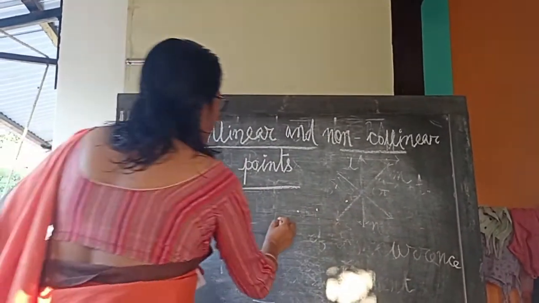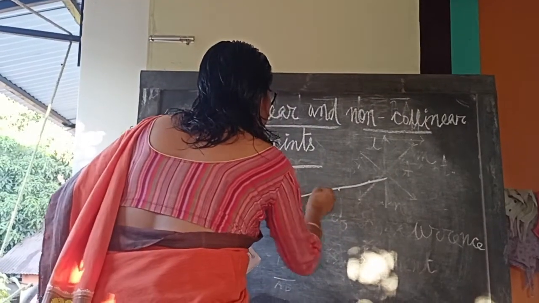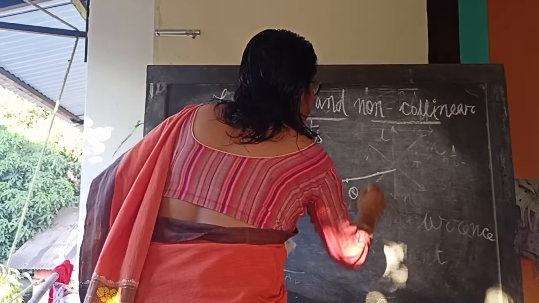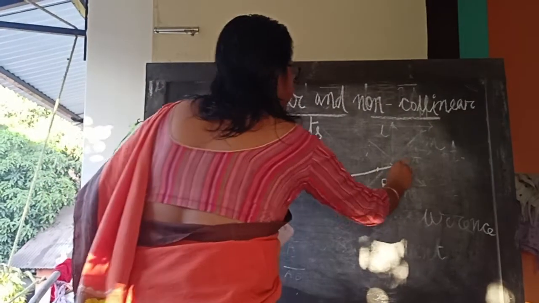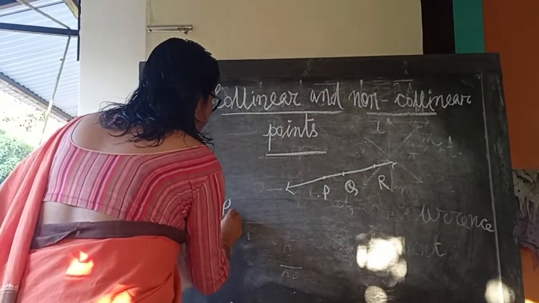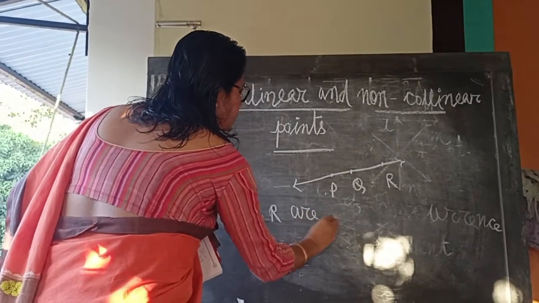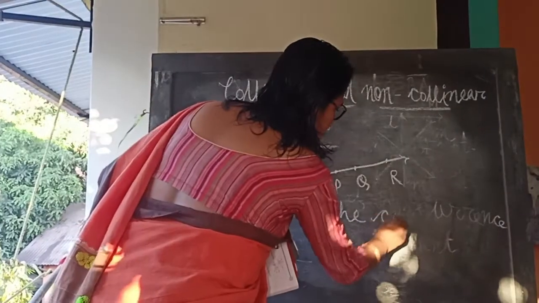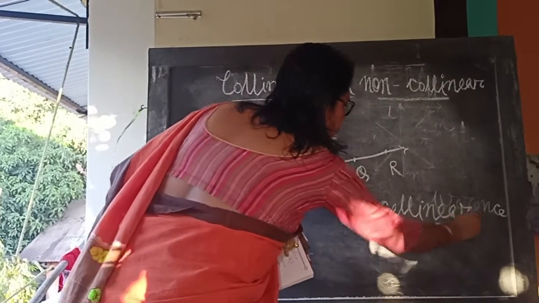Okay, we take here 3 points. Suppose this is a point P, this is a point Q, and this is a point R. Through these points we can draw a line. So P, Q, R are the collinear points.